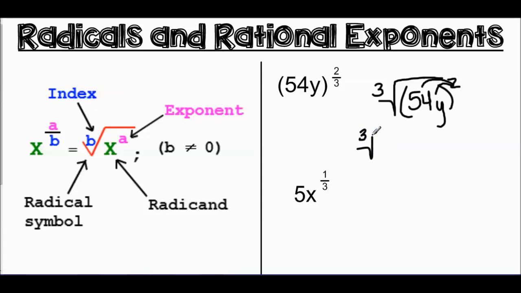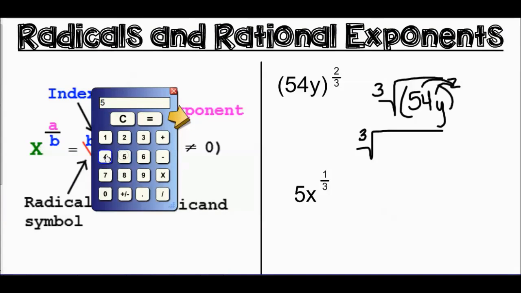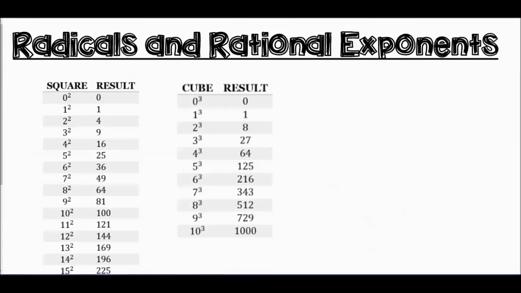So the third root of 54 squared, let's get that calculator back out. 54 squared, so 54 times 54 is 2,916. And then y squared. Okay, so I want to look for some cube roots that could be factors of 2,916. So we're going to keep 2,916 in our brain here.